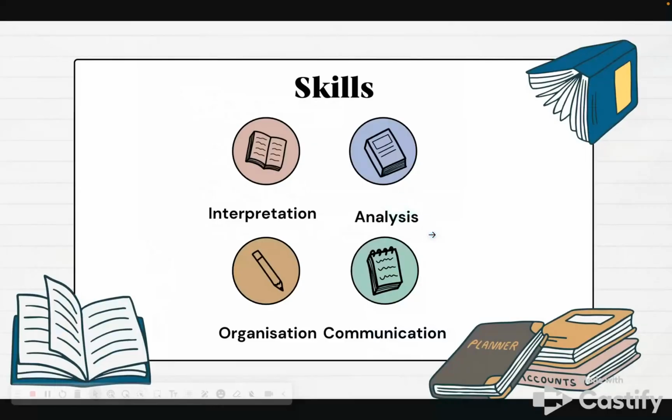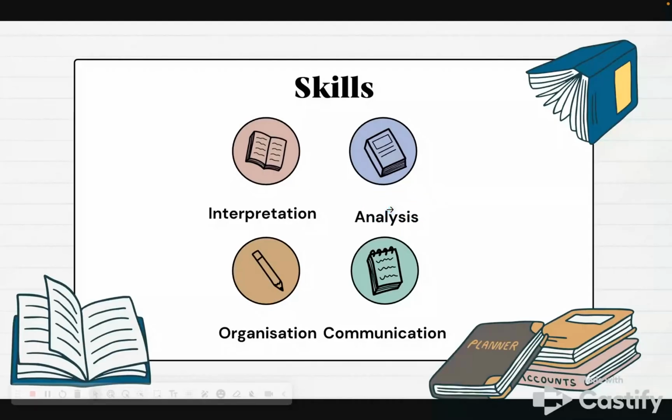First, let's take a look at the skills you will develop in the course. These can be broadly defined as 4 main skills. The first is interpretation. Interpretation means understanding what texts are saying or what their messages are, and then expressing that in your responses to them. For example, you may offer an interpretation about a type of character in a book based on what they say in it.